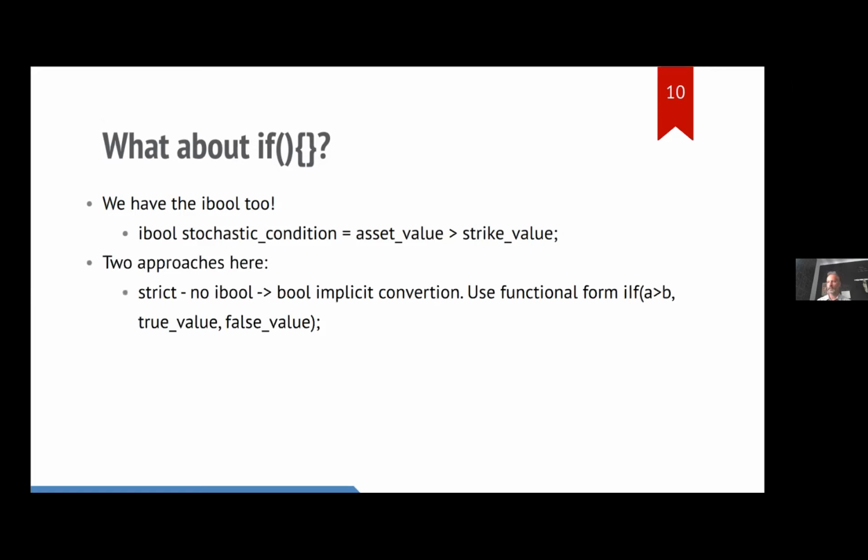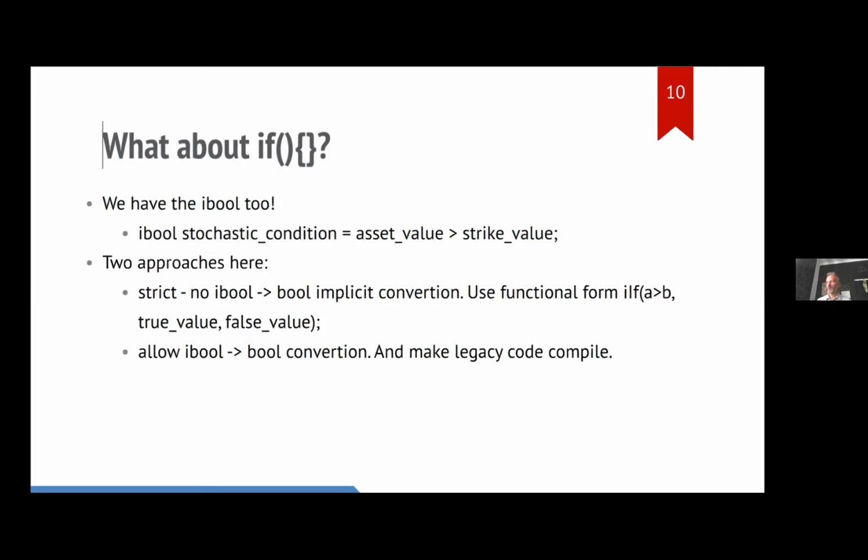One approach is very strict. It gives you the compile time assurance that you will not have any problems. What I mean by this is we forbid IBool to bool implicit conversion altogether. So you can never write an if statement with a stochastic condition in it. How do you deal with if statements in this situation? We introduce an if function, and you use it in functional form. You simply provide 3 arguments. One argument is your stochastic condition, and the second and third are the true value and false value, very similar to what people do in Excel.